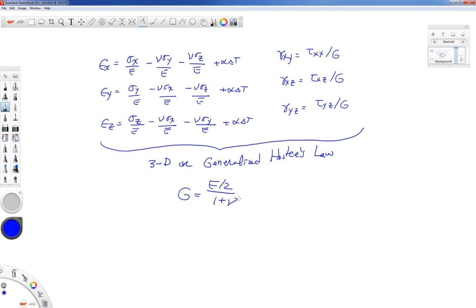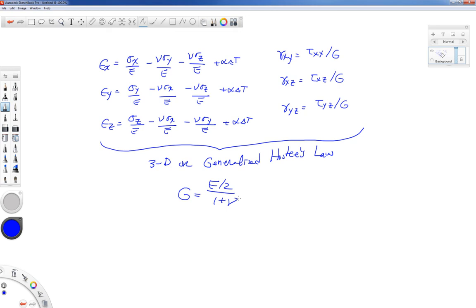For me, I would never give an exam where you'd have to invert 3 equations and 3 unknowns. I would always have a state of plane stress if I gave you strains and asked you to find stresses. Otherwise, the algebra gets to be a little bit too cumbersome for a regular exam.